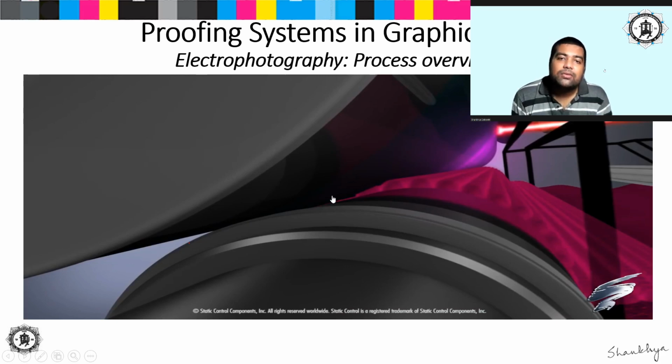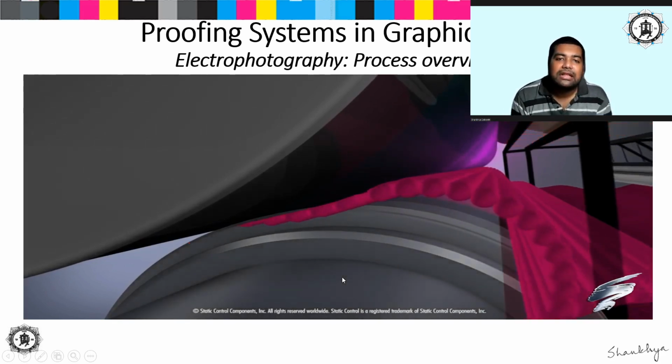So naturally, what is going to happen? These toner particles will get selectively or preferentially attracted towards the positively charged image areas on the photoconductive drum, and will be repelled by the negatively charged, that means similar charge, non-image areas. Right? So let us see.